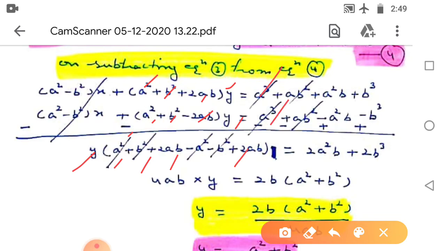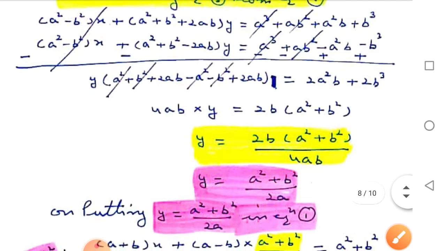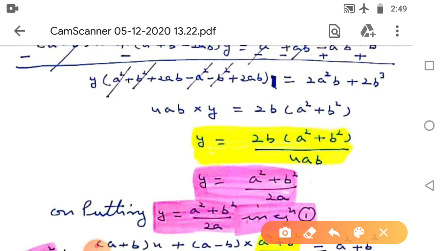And here this is gone, and finally we get 2a²b + 2b³. Clear? So here on the left-hand side, we get 4ab into y is equal to 2b into (a² + b²), right? So the value of y is 2b into (a² + b²) upon 4ab, and finally the value of y is (a² + b²) upon 2a.